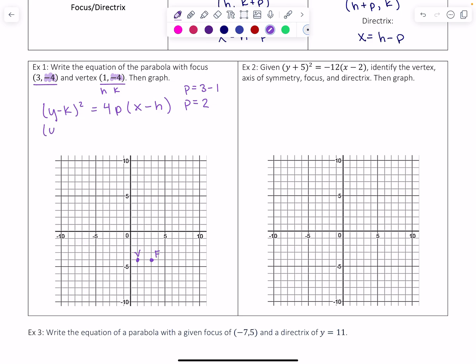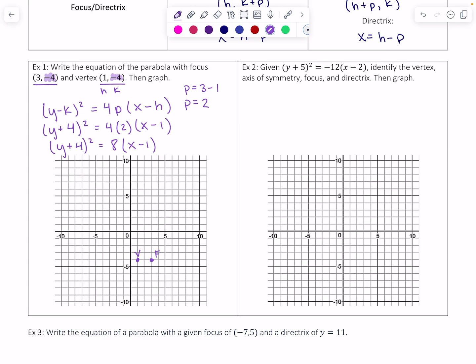So we're going to have y minus our k value, and our k value is 4. So y plus 4 squared is equal to 4 times our p-value, which is 2, times x minus h. And our h value, sorry, I should put that in. Our h value is 1. Okay, so we now have y plus 4 squared is equal to 8 times x minus 1.